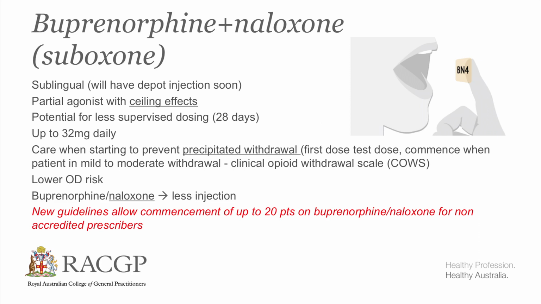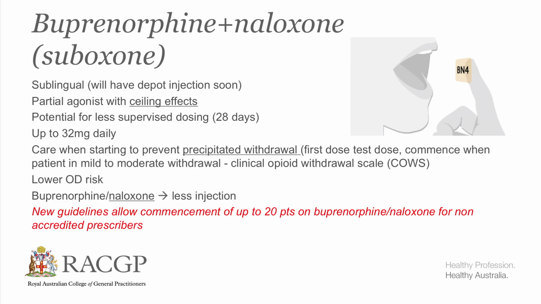So the depot injection is going to really change things in a really positive way for some of our patients. The important thing with buprenorphine is to understand that it is a partial agonist. Now it's a strange drug, but it's really useful that it's a partial agonist. One of the most important things is it gets to a certain dose, somewhere between 24 to 32 milligrams daily, over which it doesn't actually have any more effects. So there's a ceiling effect.